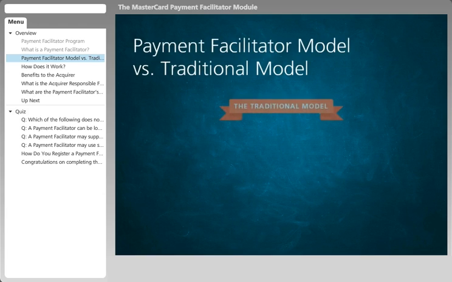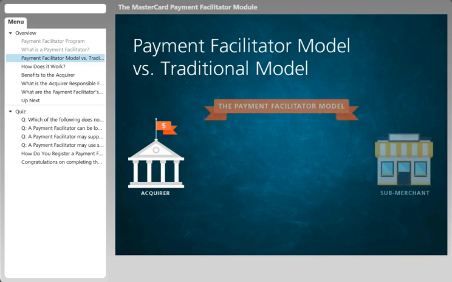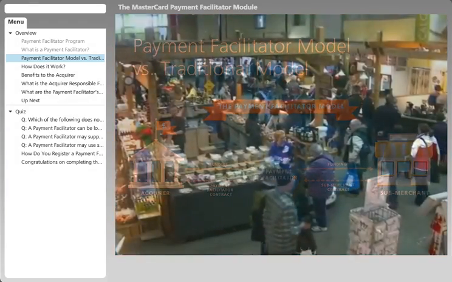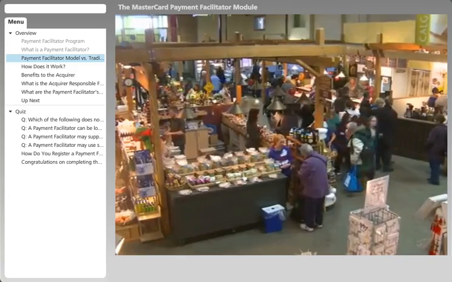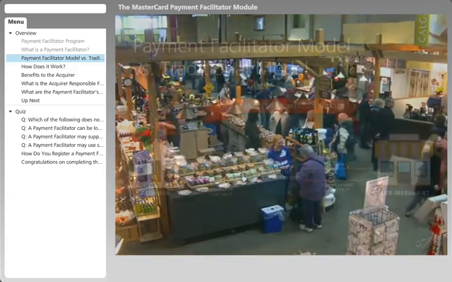The payment facilitator model is slightly different from that of the traditional acquirer-merchant model. With the traditional model, the acquirer has a direct relationship with the merchant. The payment facilitator model utilizes a third-party payment facilitator to enter into agreements with small merchants and collect transactions from small merchants on behalf of the acquirer. We call these small merchants sub-merchants. Sometimes a small merchant can find it difficult to deal directly with a large bank. The payment facilitator can act as a go-between for a small merchant and the acquirer and benefit both. In both models, the acquirer assumes all of the risk.